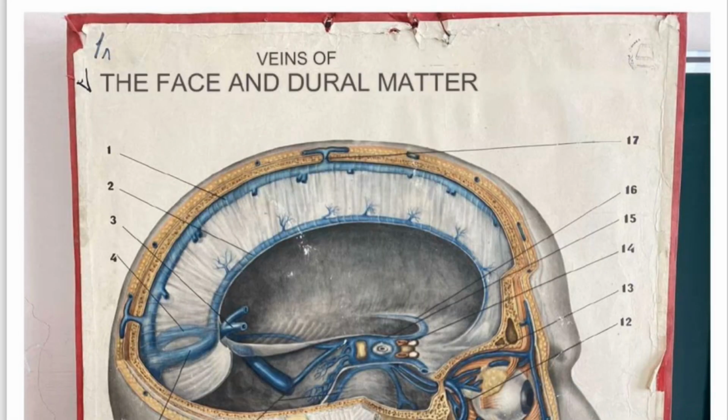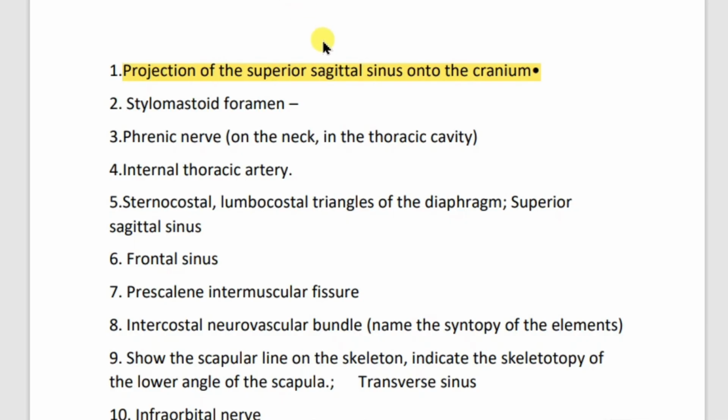Abdullah is here. So, guys, let's discuss today some topographical structures related to the head, neck, and thoracic region. Here we have our first structure, the projection of the superior sagittal sinus onto the cranium. So, let's see what it is. First of all, you have to know what the superior sagittal sinus is.